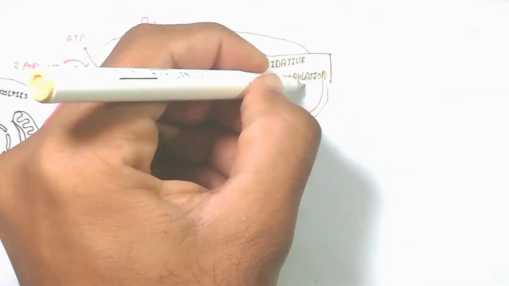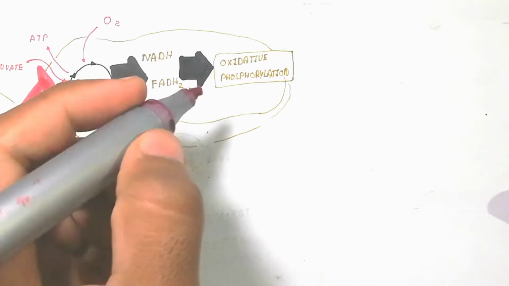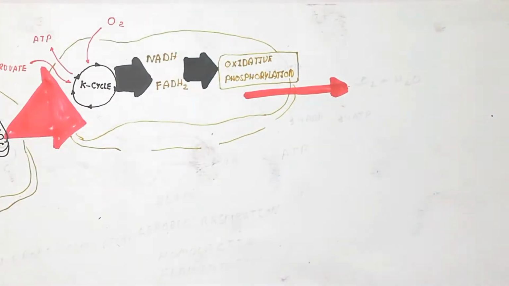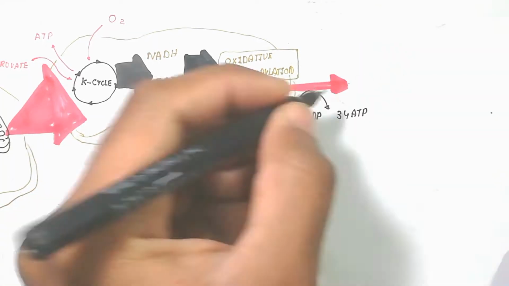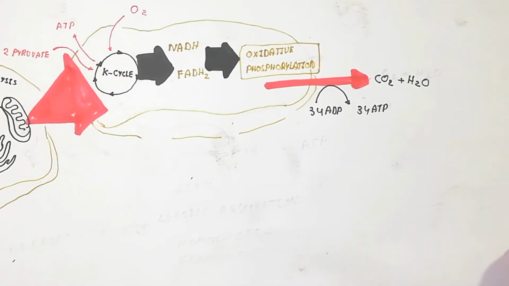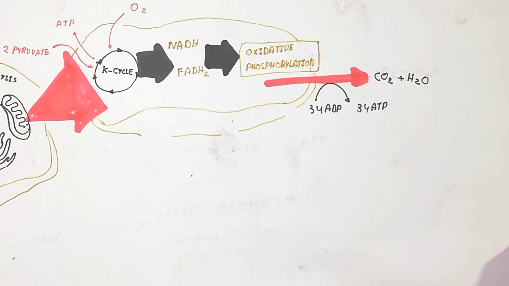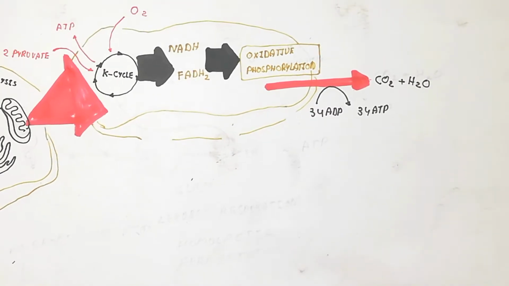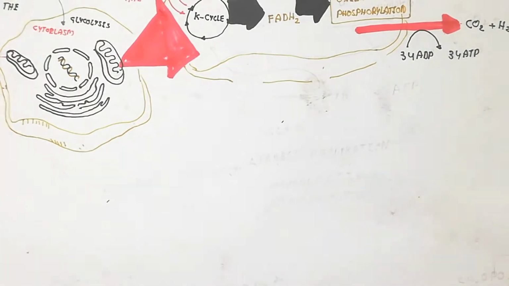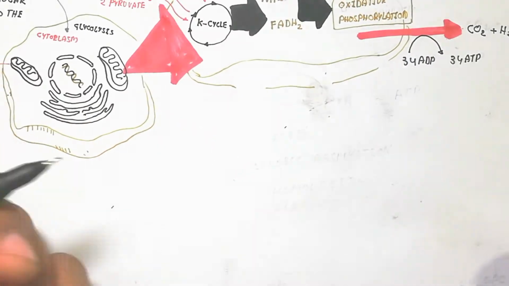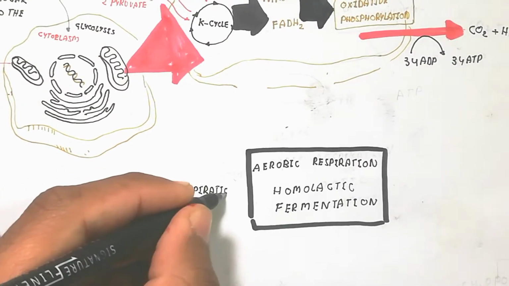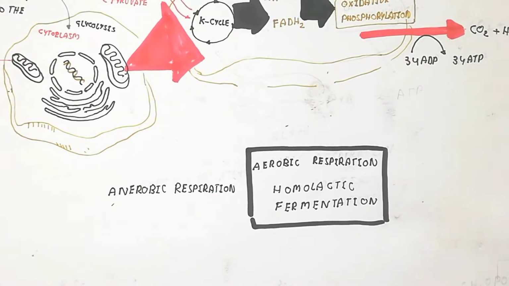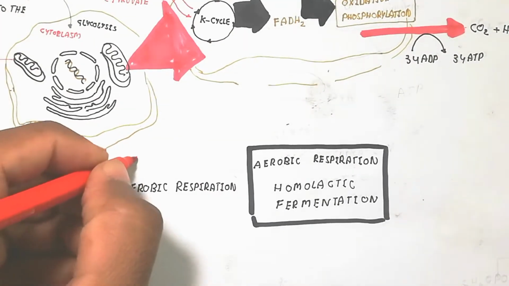On the other hand, oxidative phosphorylation, which is the electron transport chain, is present in the inner mitochondrial membrane, which produces carbon dioxide and water, as well as 34 ATP from 34 ADP, and that comes from the NADH and FADH2. We will discuss this later in this video.